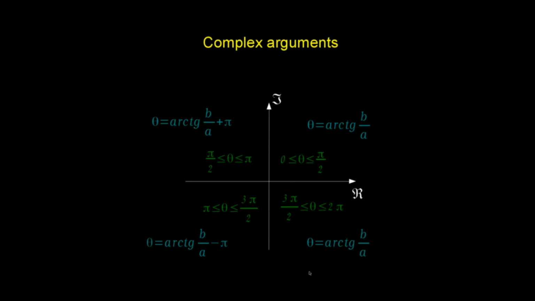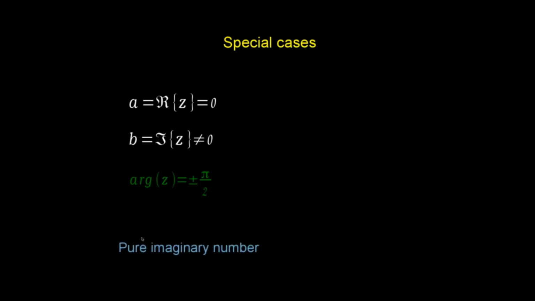Now I'm going to finish with two special cases. Let's imagine that we have a complex number where the real part is 0 and the imaginary part is different from 0. So in this case we'll say that our argument will be more or less π/2. This means that our complex is somewhere on the vertical axis of the Argand diagram. So in this case we can say that our complex is a pure imaginary number.